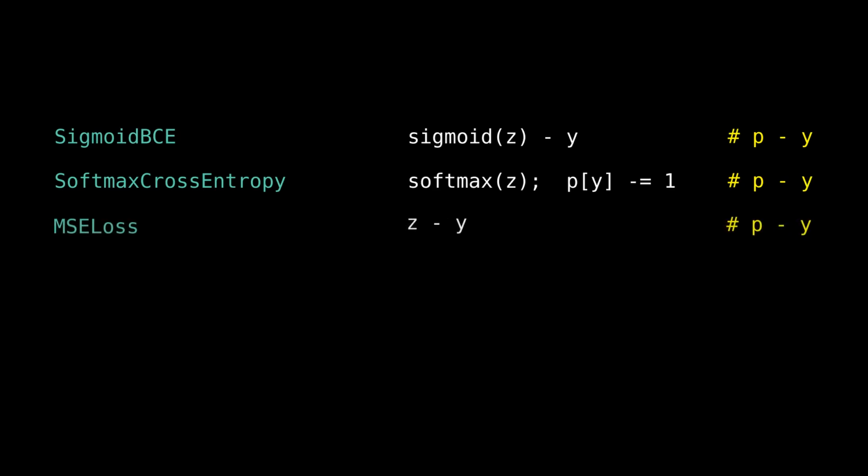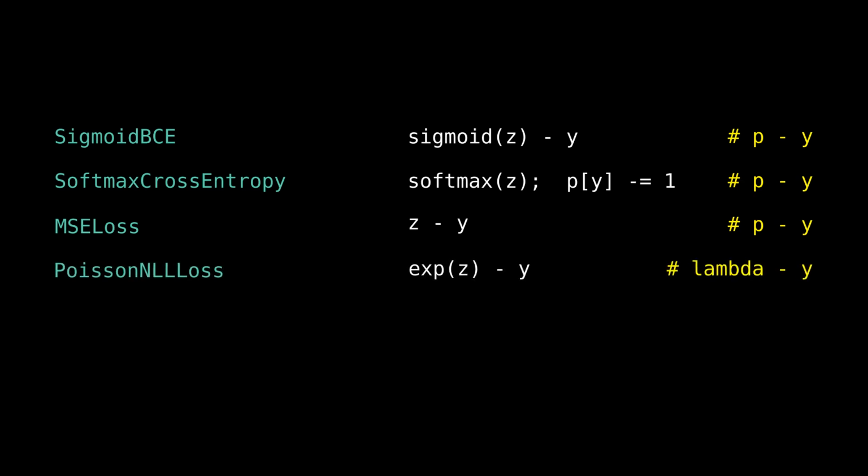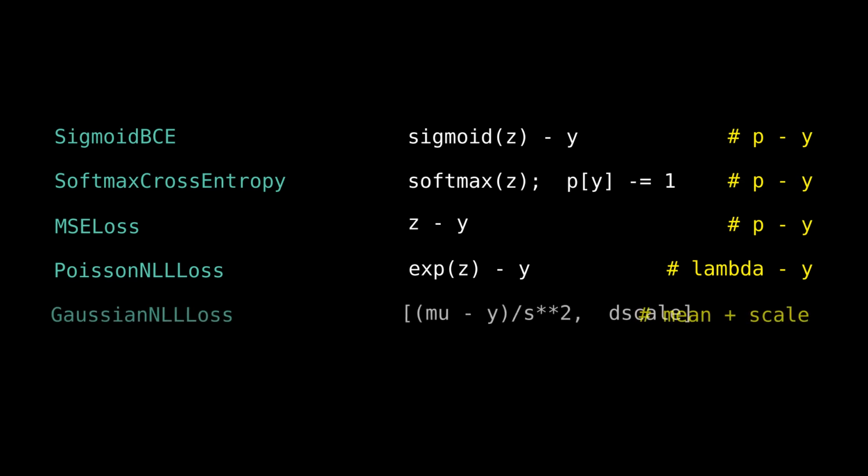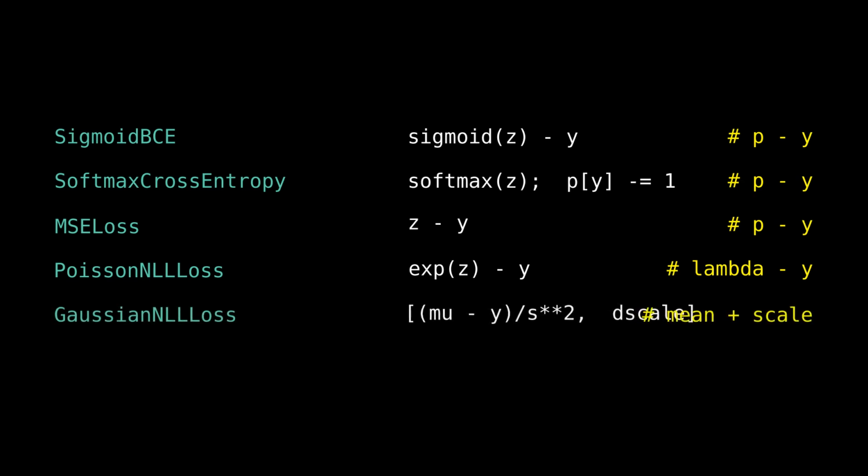Gaussian is the honest wrinkle. It returns 2 numbers. The mean channel is the mean minus y divided by the variance. The scale channel is the pressure that learns how uncertain the model should be. So the pattern is real, but not sloppy. 4 heads are direct residuals. The Gaussian mean is a residual scaled by confidence, and the second channel pays for calibration.